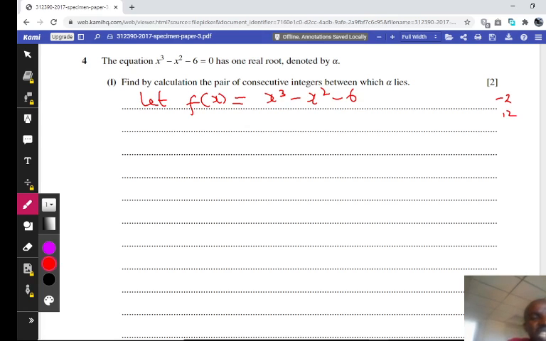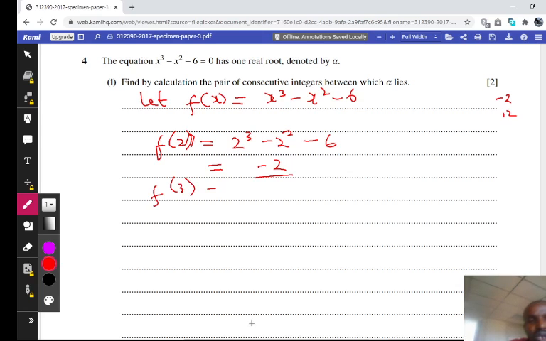So you put first f of 2. You say f of 2 is equal to 2 cubed, let me put 2 here, not x, minus 2 squared, then minus 6, which is equal to minus 2. If you simplify this one further, then let's put f of 3.